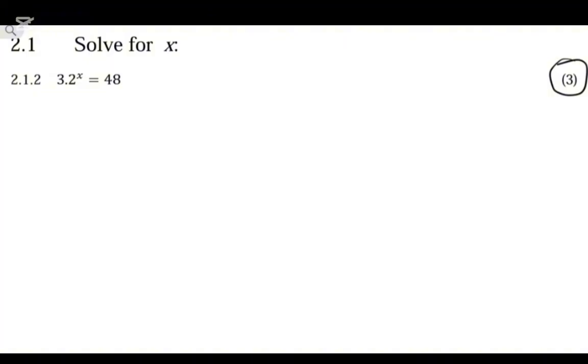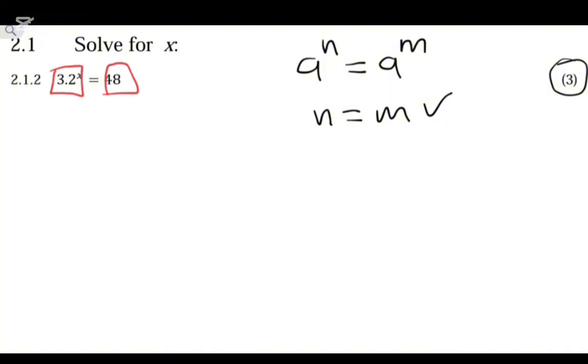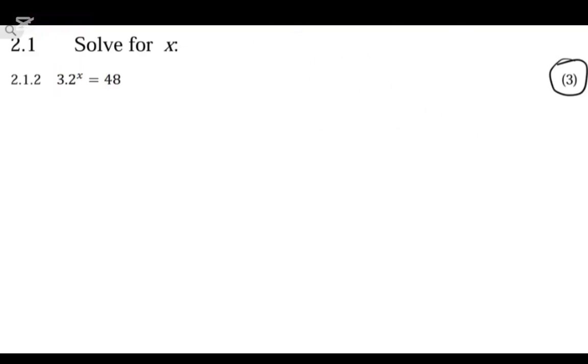So here we need to make use of what we call the law of equality. The law of equality says that when we have the same bases on both sides of the equal sign, we can simply equate the exponents. So in order to solve this exponential equation, we need to try our best to make these bases the same, because once they are the same, we can drop the bases and solve for x, because we have an exponent of x there at the top.